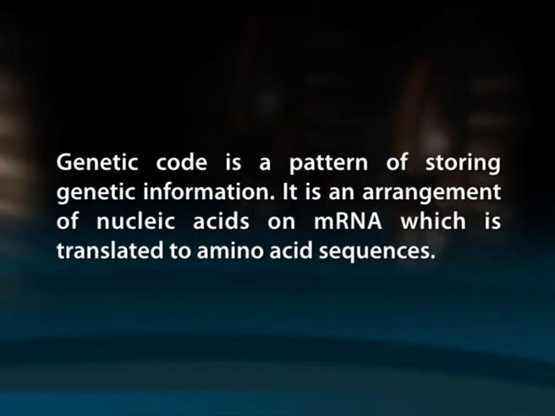This genetic code is a pattern of storing genetic information. It is an arrangement of nucleic acids on mRNA which is translated to amino acid sequences. Translation, as the word implies, means converting something like a code or any unknown language to an understandable format. The amino acid sequences make sense. They are in fact modified to fully functional proteins.